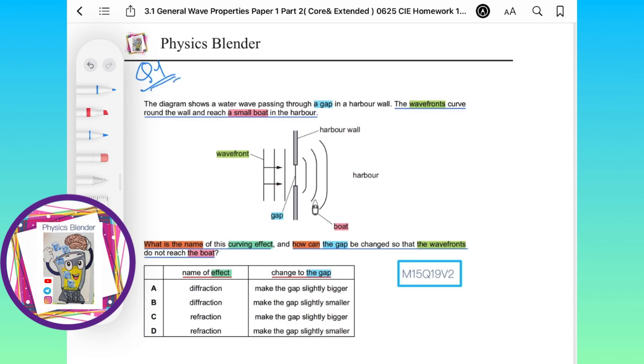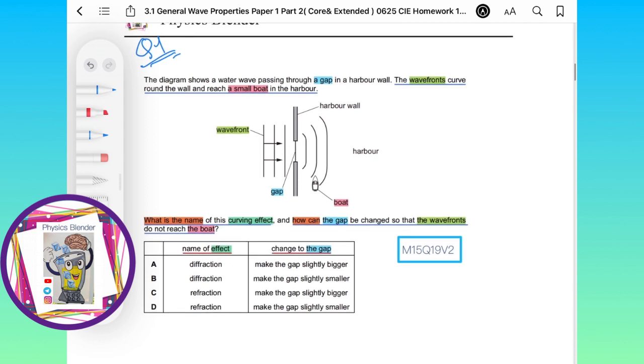You have a gap and the question is asking you about this curving effect. This curving effect happens when waves are traveling and they meet an obstacle but can pass through it. It could be a sharp edge or a gap or a small hole, and you can imagine water waves here, they can propagate, they can travel to the other side. So you have to exclude refraction. Here the name of the effect is diffraction.